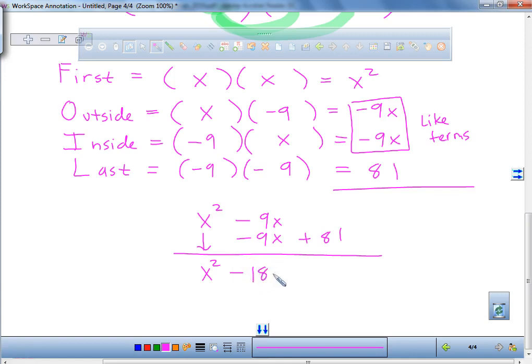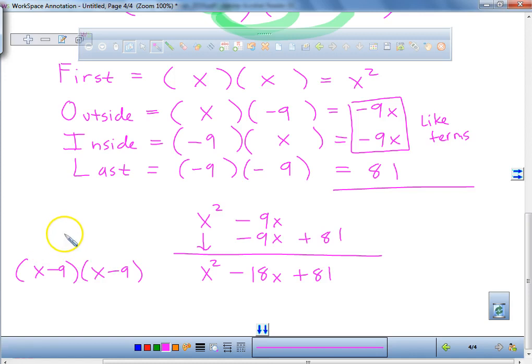Yeah, 18. Colin? Yeah, x, good. That's it, plus 81, right there. So this right here is the product of what? When you take x minus 9 and you multiply it by x minus 9.